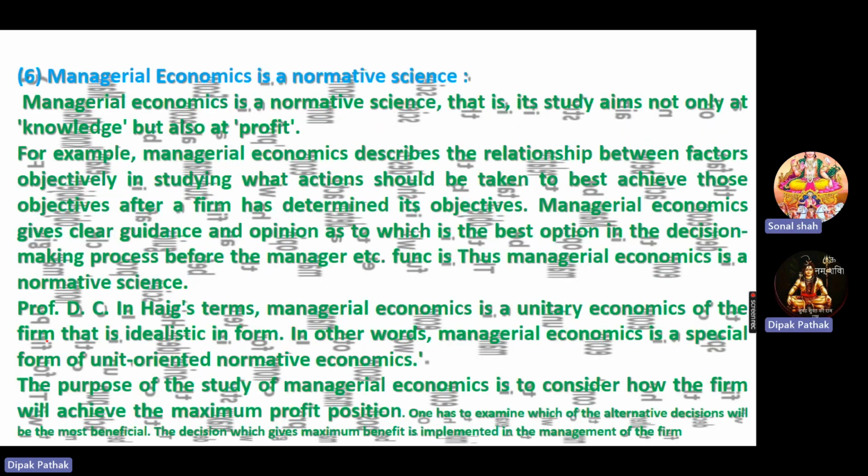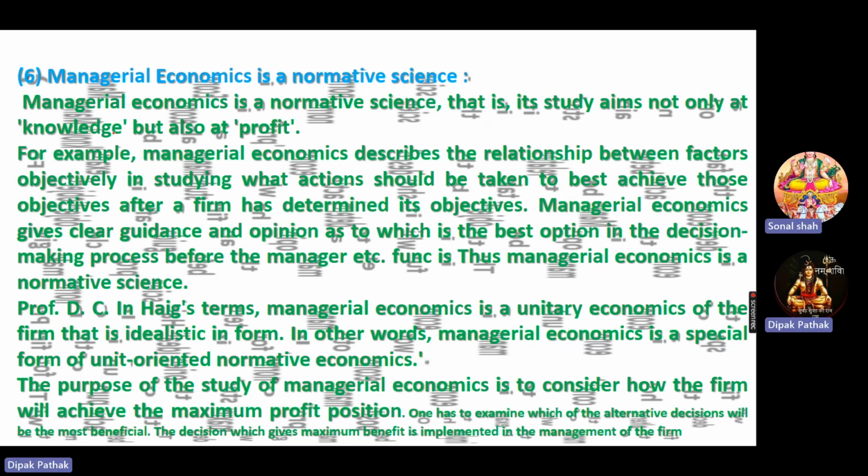Okay. The next one is that managerial economics is a normative science which comprises many objectives. Managerial economics is by nature a normative science. That is, the study aims not only at knowledge, but also at profitable decisions, in a practical approach. For example, managerial economics describes the relationship between the factors objectively, studying what actions should be taken to best achieve those objectives after a firm has determined its objectives.